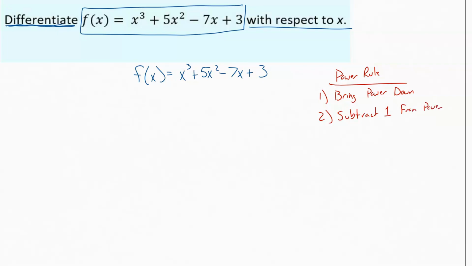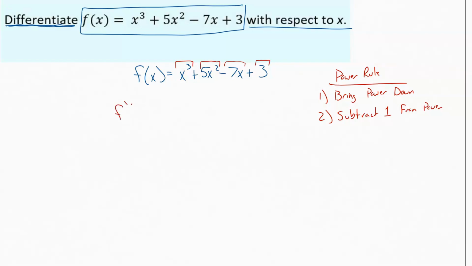So when we go to look at this, remember that you break a problem up into smaller bite-sized pieces by the pluses and the minuses. So x cubed is its own derivative, 5x squared is its own derivative, negative 7x is its own derivative, and positive 3 is its own derivative. So coming through, we just take them down a chunk at a time.